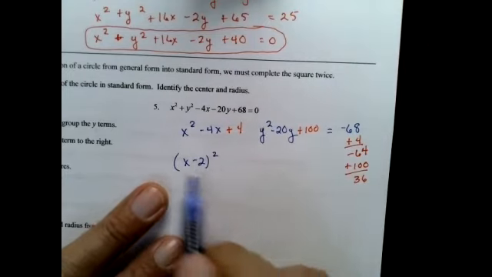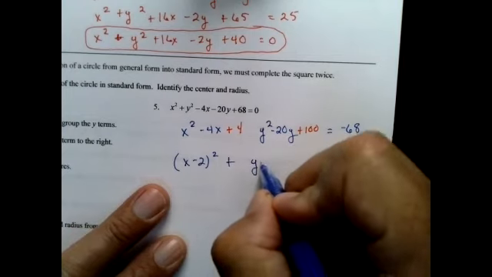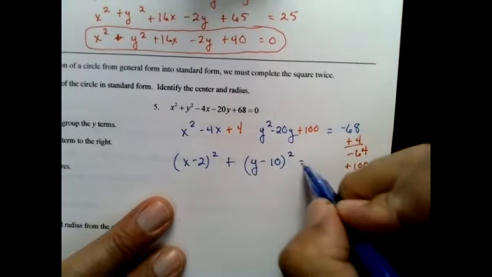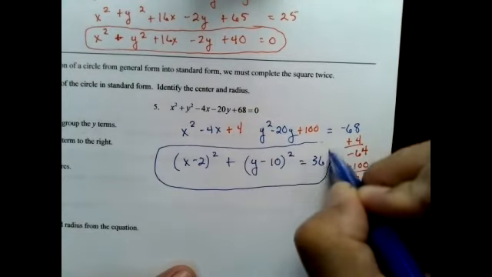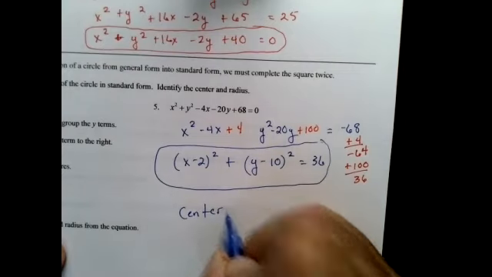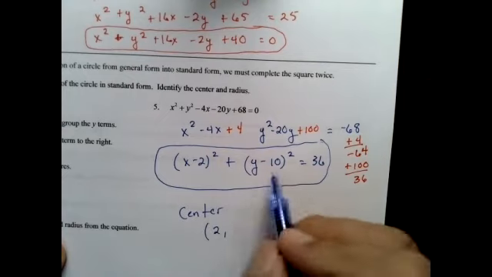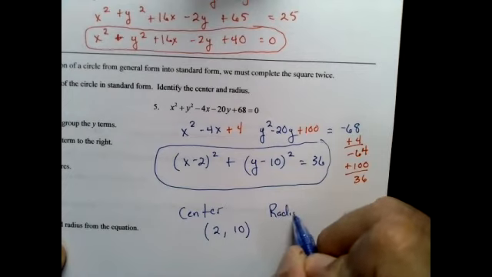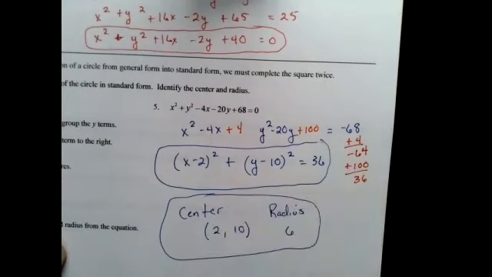That was the half it. Plus y minus 10 squared equals 36. They want me to identify the center. The center is x minus what? 2. Y minus what? 10. The radius is going to be 6.